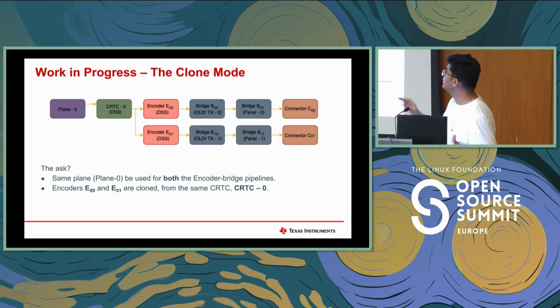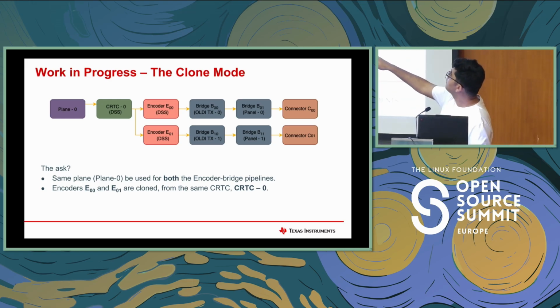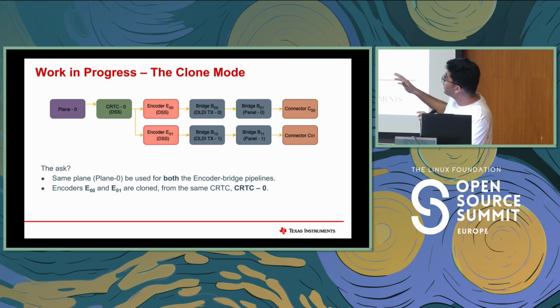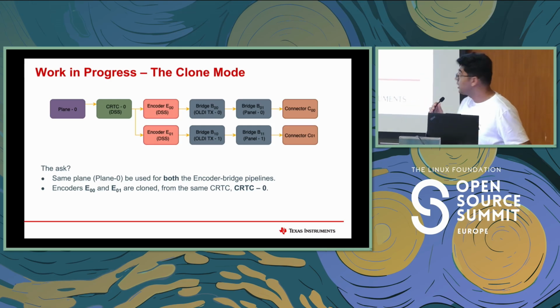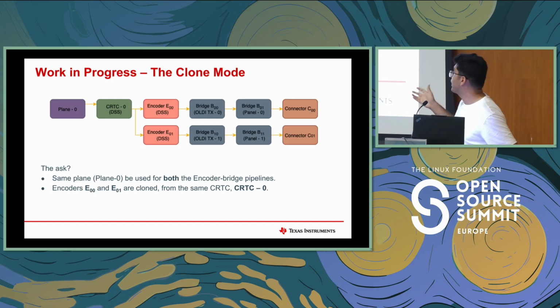So here is what the DRM-based pipeline would look like. We have a plane, which is providing video buffer data to one CRTC. We have two encoders at this point. We are branching out. We have two encoders, E00 and E01, and they individually are trying to support two independent bridge pipelines. The ask is that the same video from plane 0 be transmitted to both the pipelines.